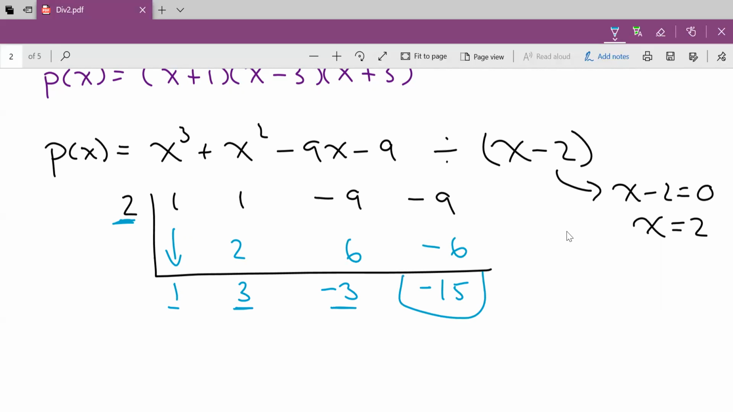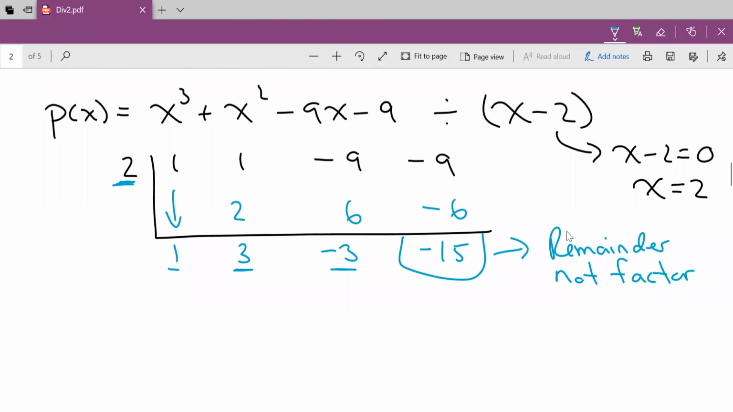What does that tell us about the graph? What it tells us is this is not an x-intercept. This is our remainder, but what it's telling us is it's not a factor because it's not 0. So what we just found out is we just found another point on our curve. This is the point 2, negative 15.